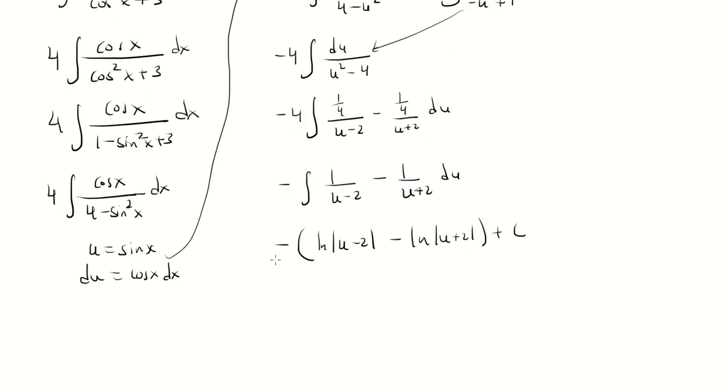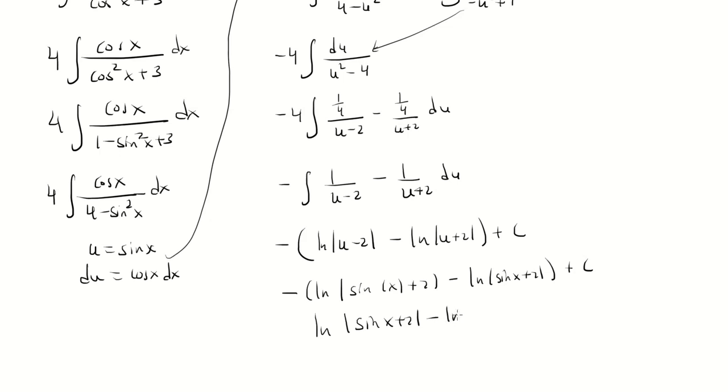And so now we can rewrite what u was. u was sine of x. And so if we distribute out the negative and rearrange it, we have ln of absolute value sine x plus 2 minus ln absolute value sine x minus 2. This should be a minus here. This should be a minus.